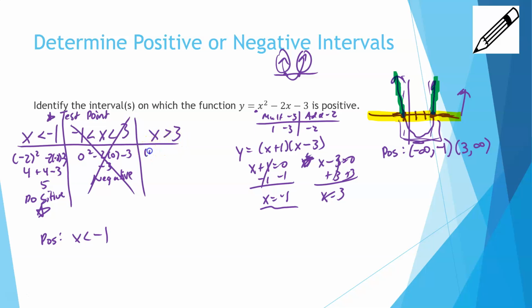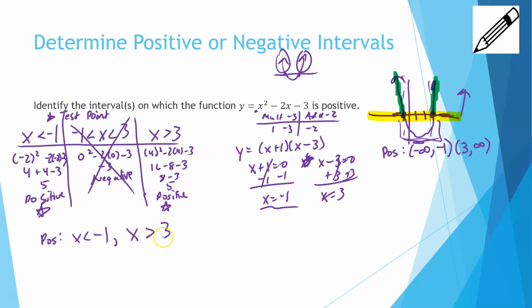So I picked 4. So I do 4 squared minus 2 times 4 minus 3. 16 minus 8 minus 3. 8 minus 3, I get 5 again, which is another positive number. And so since I got another positive answer, that would be another section of the graph that's positive.